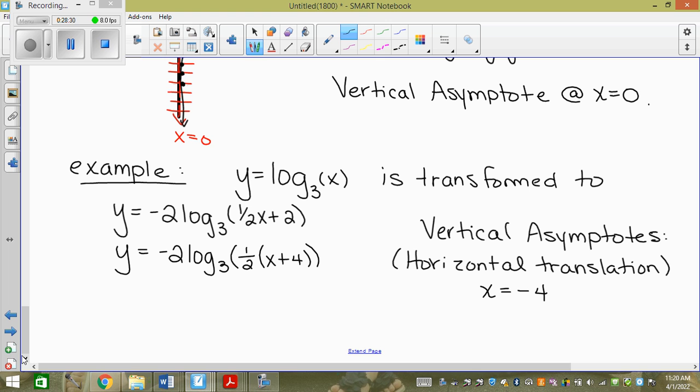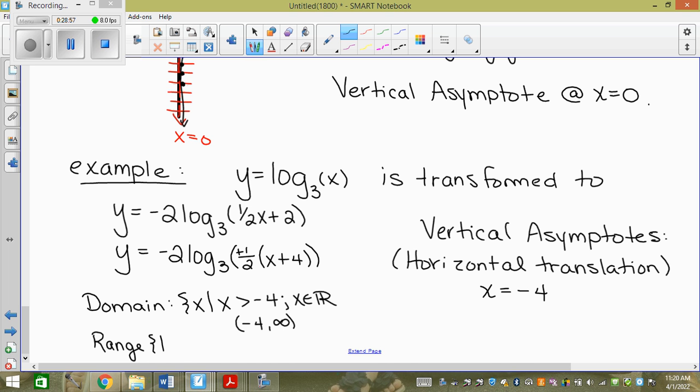Y-axis. So I know my domain, just like my range of my previous one, my domain is going to be x such that x is, if I have a positive 1/2 in front, is my inequality sign flipping? No. Greater than negative 4, x an element of the reals. So that would be round bracket negative 4 to infinity. And my range? Y is an element of the reals. Yeah. Y such that y is an element of the reals. Or negative infinity to infinity.